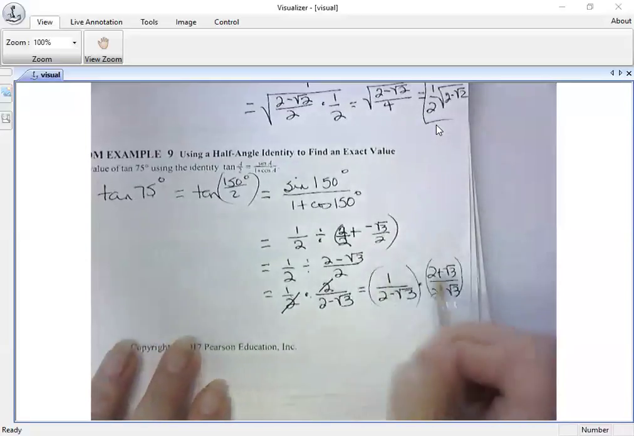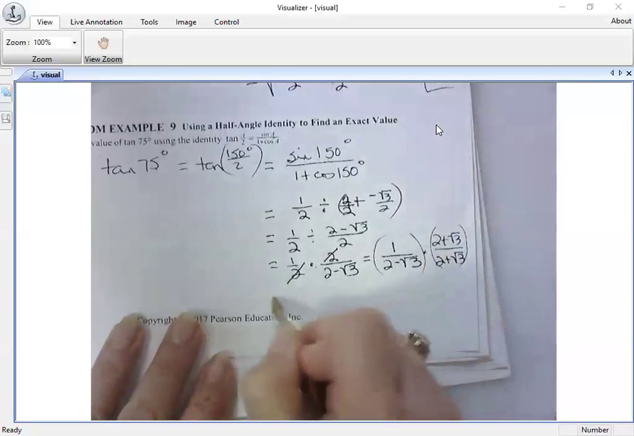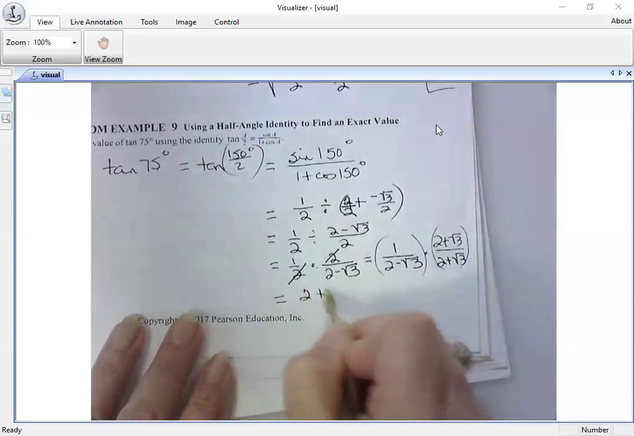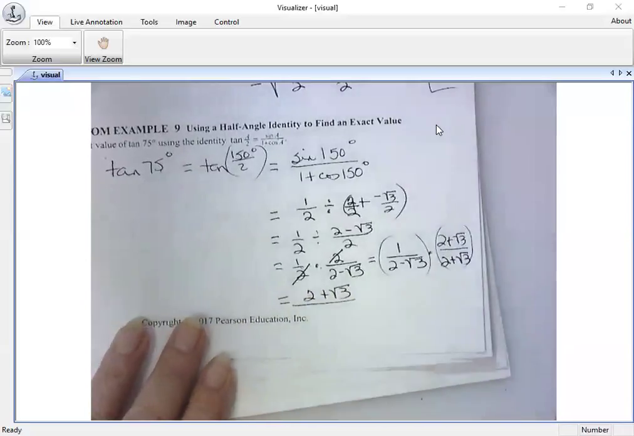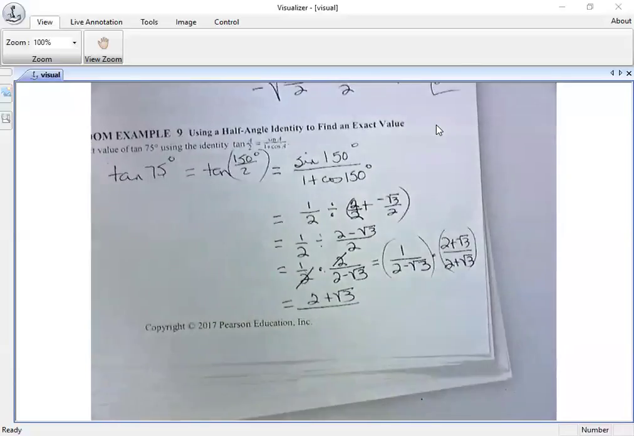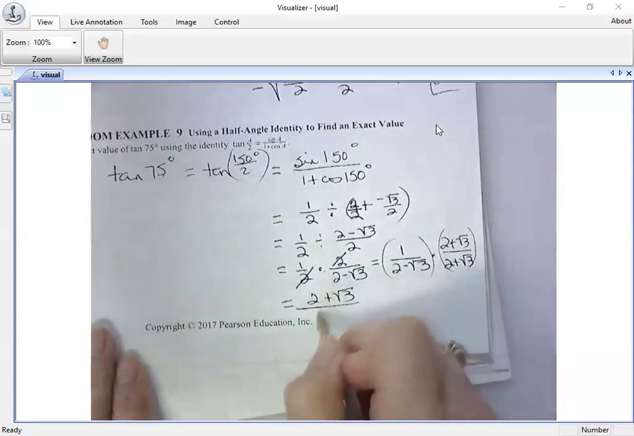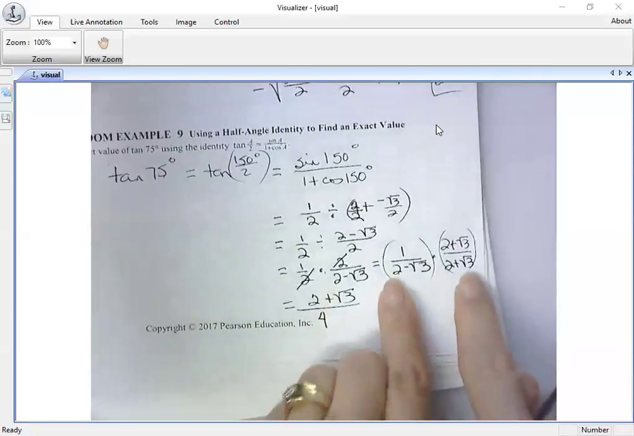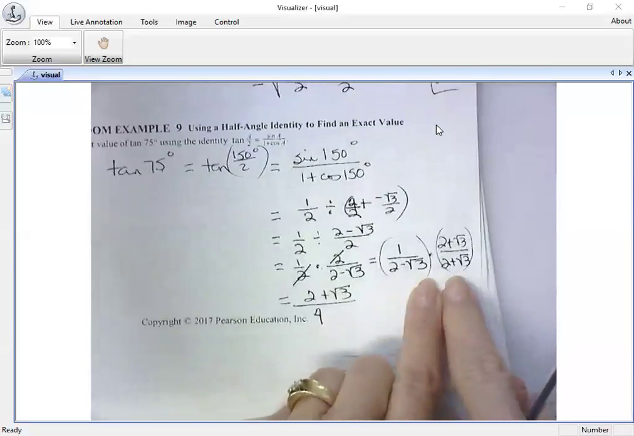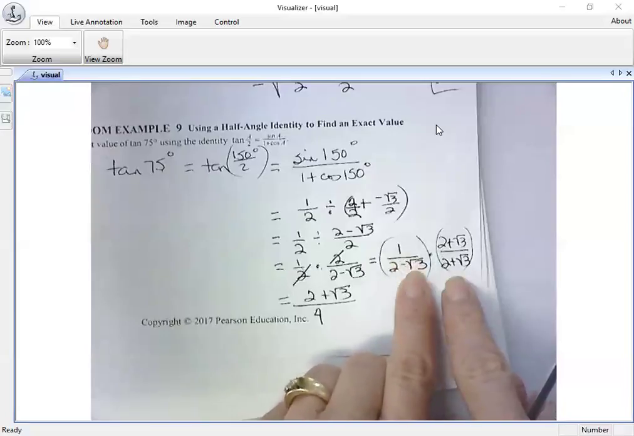So now 1 times this means my numerator is 2 plus the square root of 3. In my denominator, I've created a difference of squares. And that means my first times first, 2 times 2 will be here. But what happens when I multiply outer times outer and inner times inner? They cancel because one's positive and one's negative. So I just have to multiply the last times last.